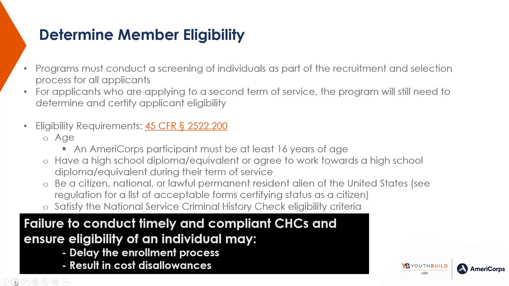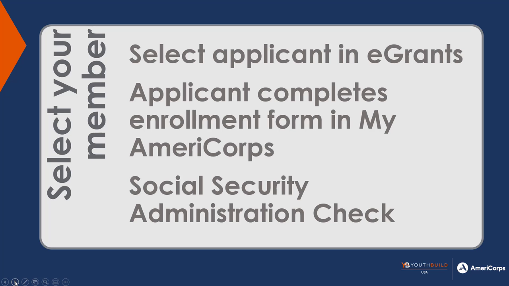And we want to make sure that we get all of this eligibility documentation information up front and as quickly as possible, because if not, we could delay the process, and if it's done incorrectly, it could result in cost disallowance under monitoring. So in terms of selecting the member as an applicant in eGrants, that's going to be our next step in this process.